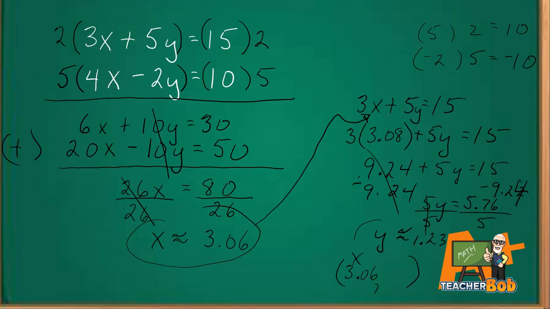1.23. Okay, so we've just solved this system of equations with elimination, and our x is 3.06 and our y is 1.23, and that's our answer.